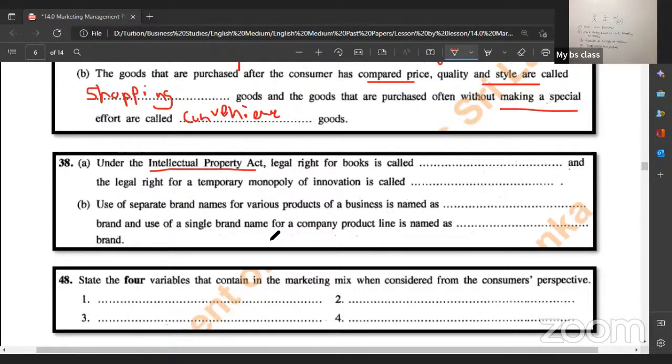Under the Intellectual Property Act, the legal right for a book is called, look at the legal right. Oh, what we make it again? Copyright. Take a copyright. Copyright.